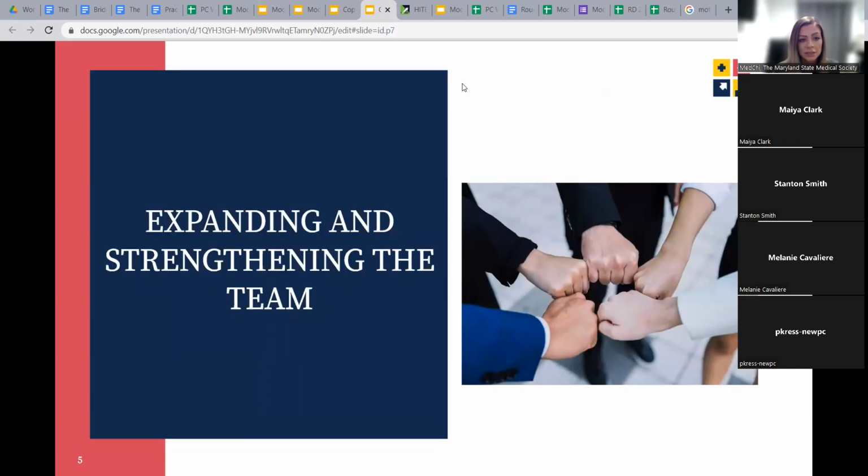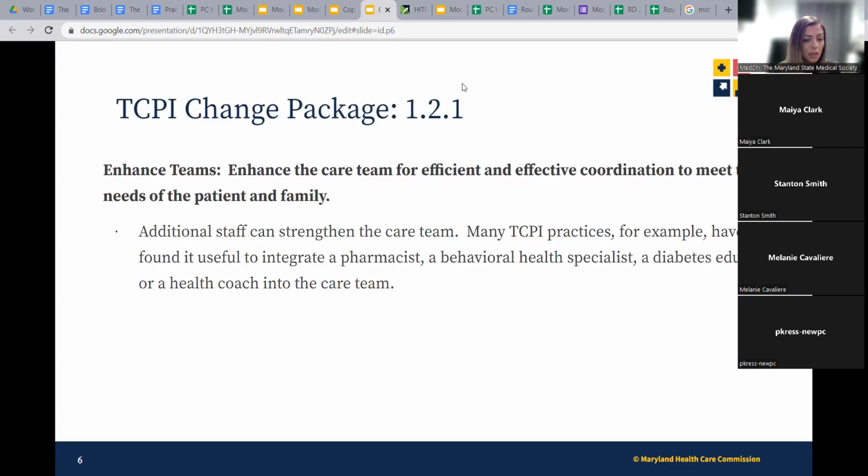So we'll begin with expanding and strengthening the team. Enhance teams for efficient and effective coordination to meet the needs of the patient and family. Additional staff can strengthen the care team. Some practices have found it useful to include a pharmacist, behavioral health specialist, diabetes educator, or health coach on the care team.